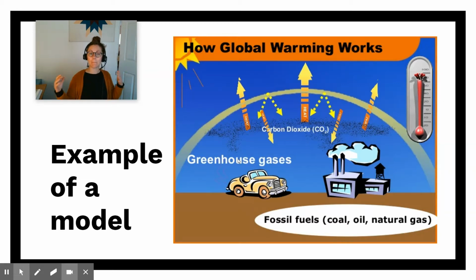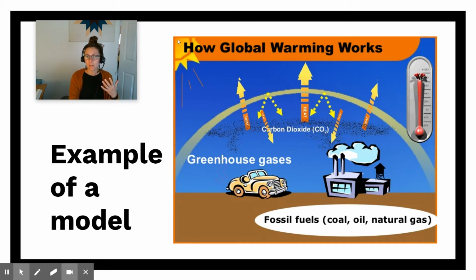Okay, let's look at what an example of a model might look like. So here is kind of a cheesy picture, but the title says How Global Warming Works. So you're going to notice that this is a model of some kind of process about global warming. Usually when we do models, it is representing a process and it's telling the story of the process. So even though this is a really simple, cheesy image, I like it because it starts to tell the story of what this person's trying to explain.